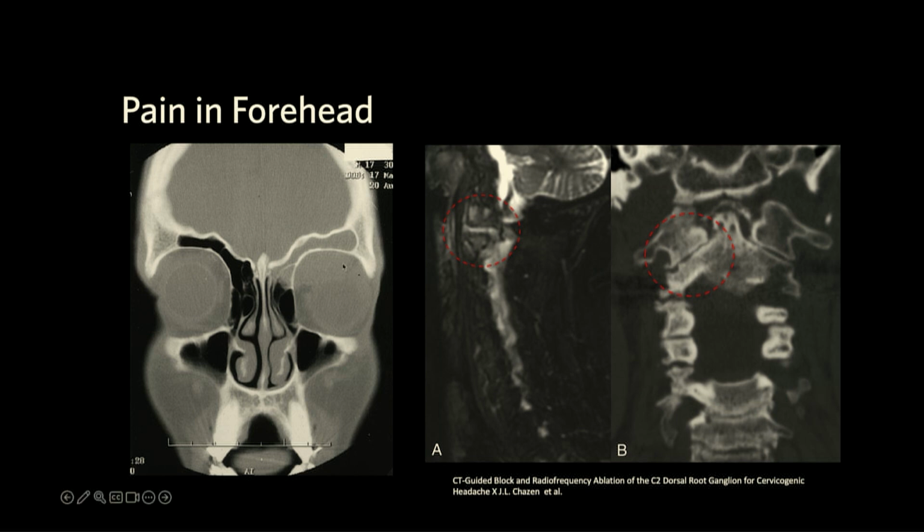So pain in the forehead. This patient had pain in the forehead. There's two ways to get that. Well, many ways. You could have frontal sinus disease, or you can literally have degenerative disease at C1, C2, and that will give you an orbital headache because of the overlap, okay?